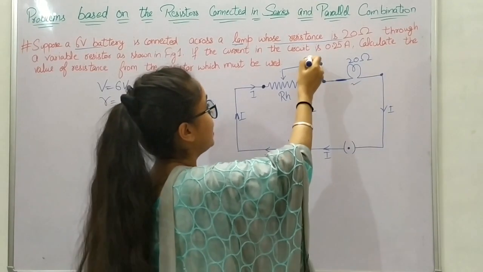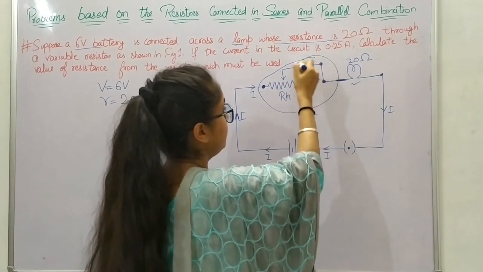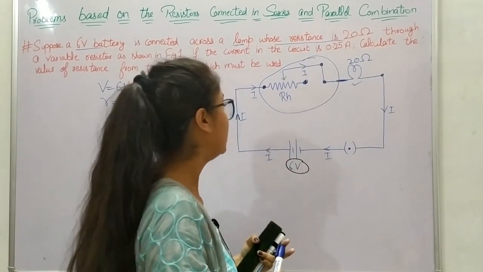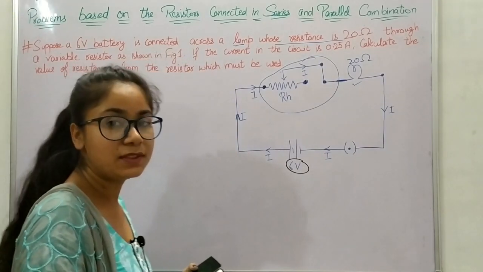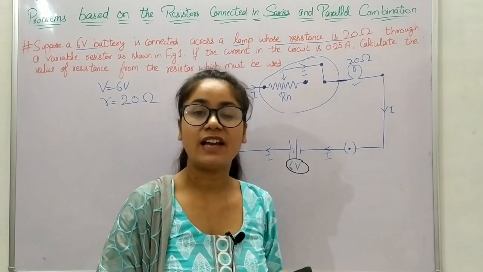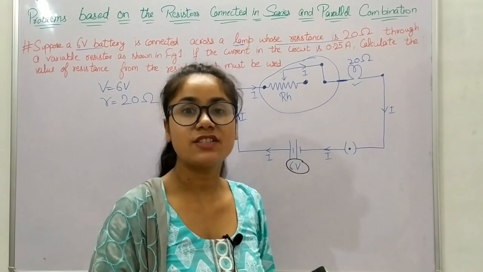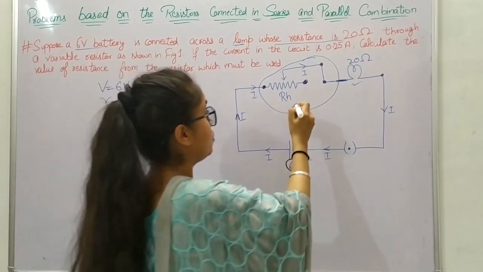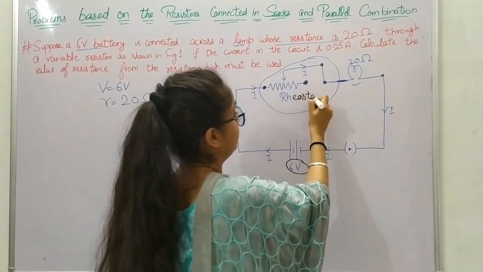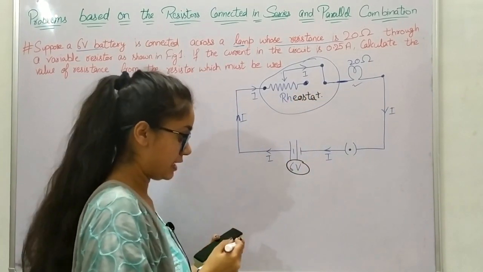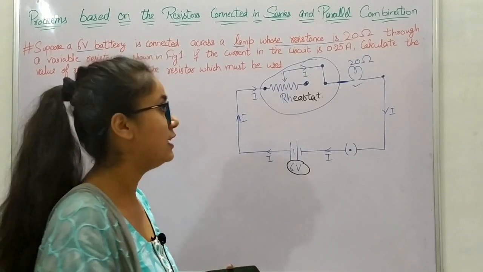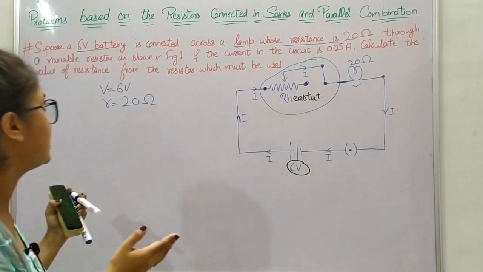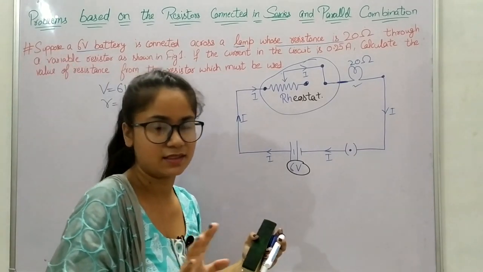Now this is a variable resistor here. Why is it a variable resistor? Because the value of resistance here is changing, is varying, and that's why it is known as a rheostat. So the resistance here is not provided to us, as you can see in the first line, we have not got the resistance yet.